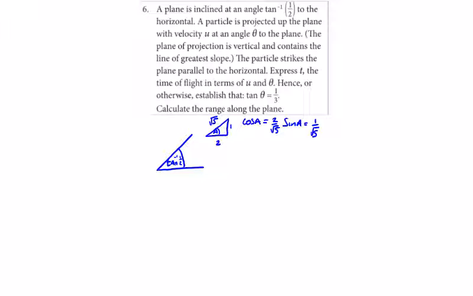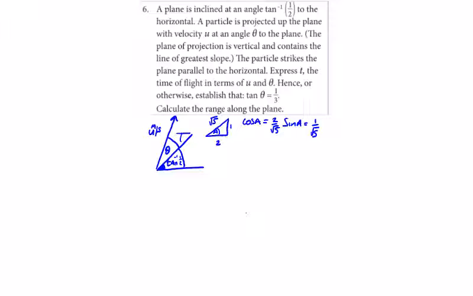A particle is projected up this plane with velocity u. So here's the particle getting projected up with velocity u, meters per second. And this angle in here is theta. The plane of projection is vertical and contains the line of greatest slope, and the particle strikes the plane parallel to the horizontal. So it's coming in parallel to the horizontal, so in like this. So we have alternate angles in here. This angle is going to be the same as this one down here. So when we get the velocities, we can apply them to that angle.